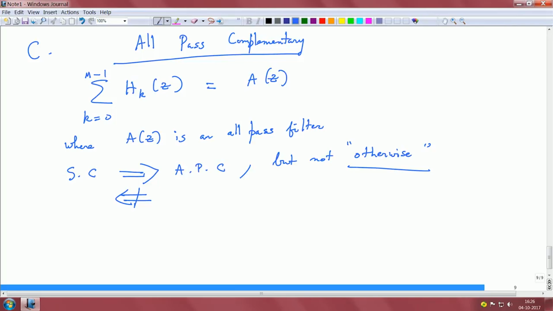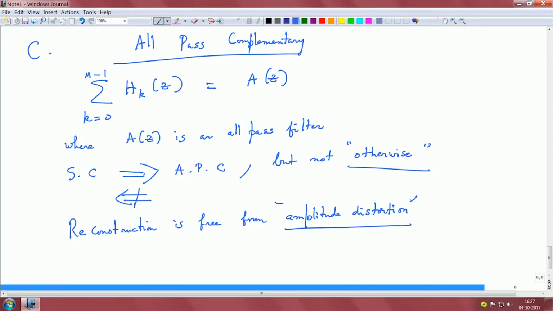Now, but if you ensure that this is satisfied, we can at least guarantee that the reconstruction is free from amplitude distortion. Phase we may not be able to control here, but at least we can say that the magnitude response is unaltered, right. So, it is all pass.